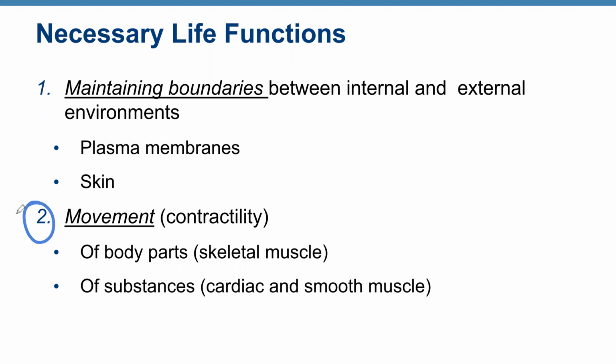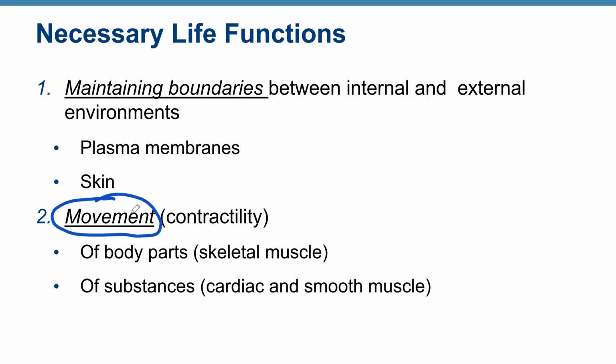Another function is movement. When we talk about movement of large organs, we call it contractility, or not even large organs. For example, within your muscle cells, you have actin and myosin. Those are contractile proteins that perform different physical and chemical activities that allow your muscles to contract. Right, so when we talk about contractility, we talk about body parts like skeletal muscles, cardiac muscles contracting within your heart, or smooth muscles within your GI tract, for example.